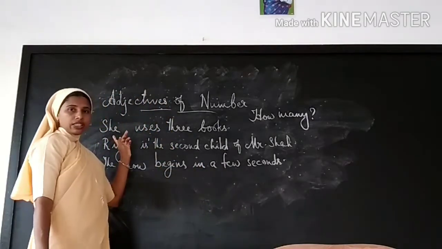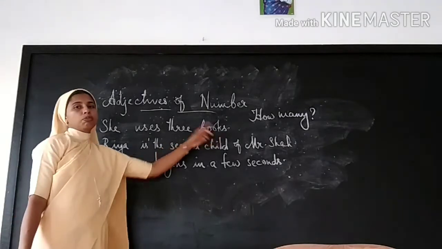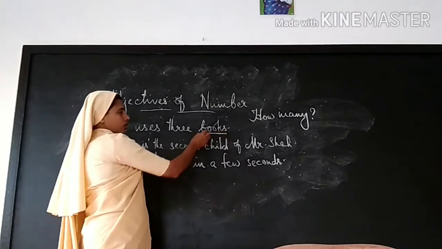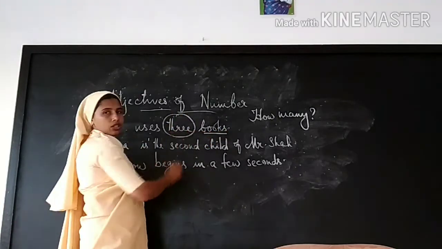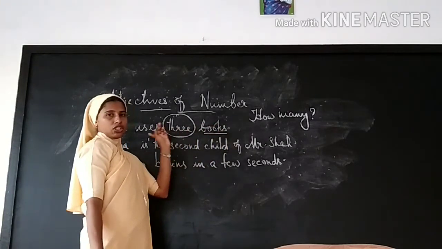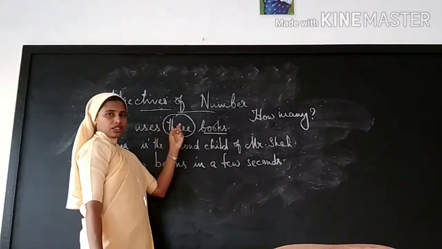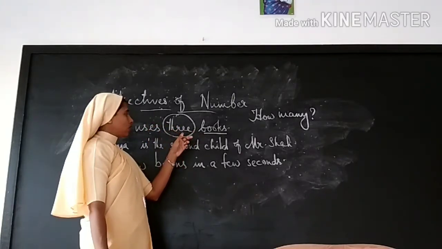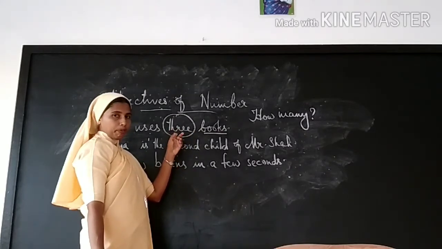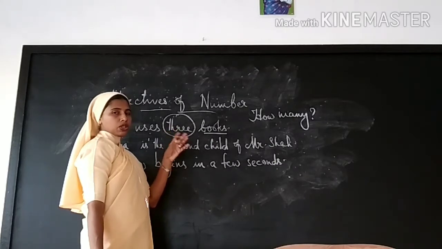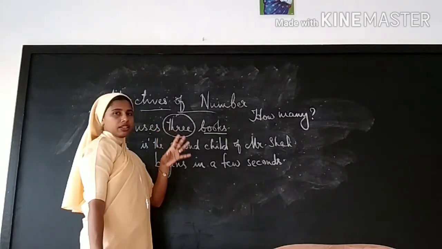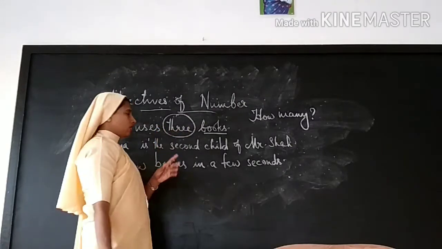Let's look at these examples. She uses three books. Which are the nouns or pronouns in the sentence? She and books. And this three is used to describe books. It answers the question, how many books does she use? So this is an adjective of number. All the cardinal numbers and ordinal numbers are included in adjectives of number. Other than that, few, many, four.